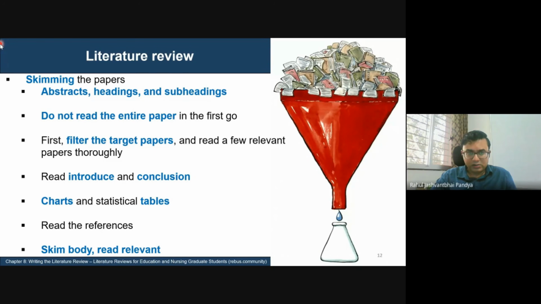We read a few words. We read headings, titles. How are the charts, tables? What are the methodologies? How are the equations? And then we can get a sense of whether this paper is relevant or not.